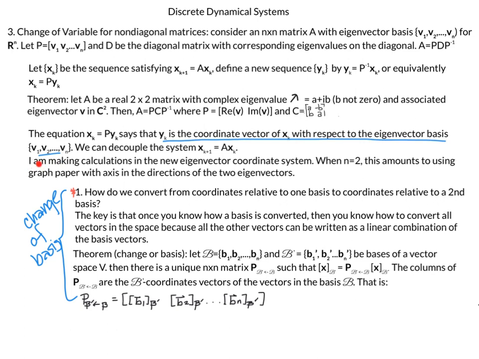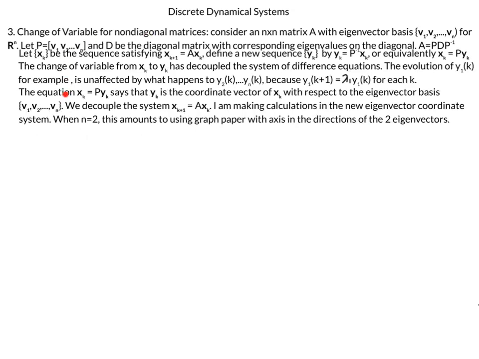And so again, the last observation is that I'm making calculations in the new eigenvector coordinate system, and when n is equal to 2, this amounts to using graph paper with axes in the direction of the two eigenvectors. Again, this idea was covered when we talked about change of bases. What we get with this change of bases is we're decoupling our system. I thought after we had talked about all this, maybe your book would have an example, but I didn't see one. But I will tell you that in the next chapter, we will definitely be working with this.